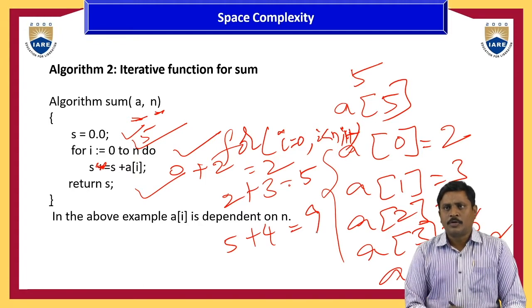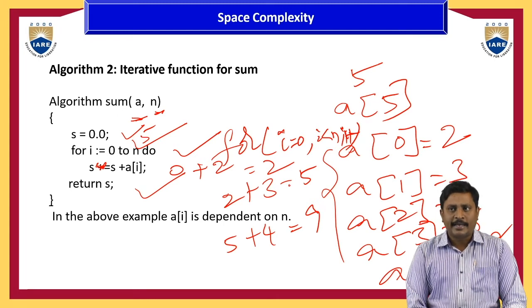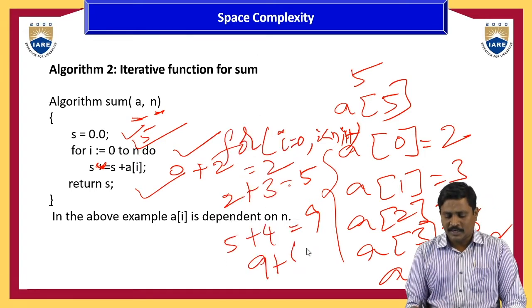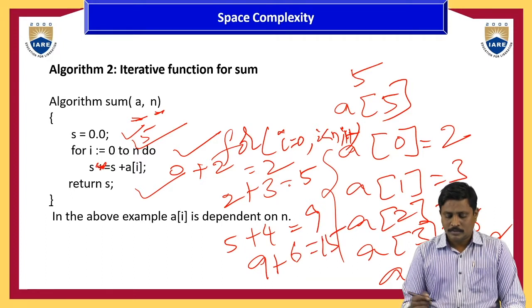Again we come back to the for loop and increment the i value. Now i is 3. 3 is less than 5, yes. So now we add this value to s. The s value is 9 plus a of 3, which is 6. 9 plus 6 is 15.